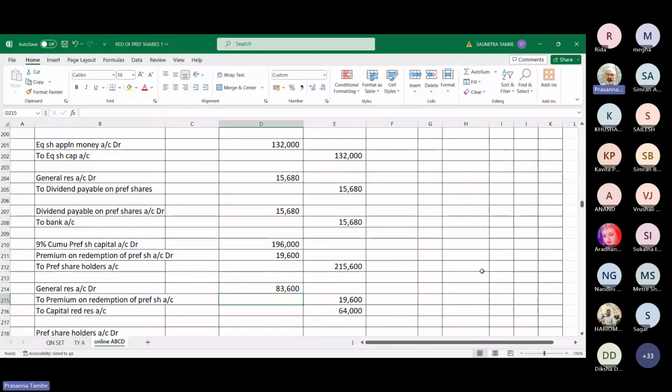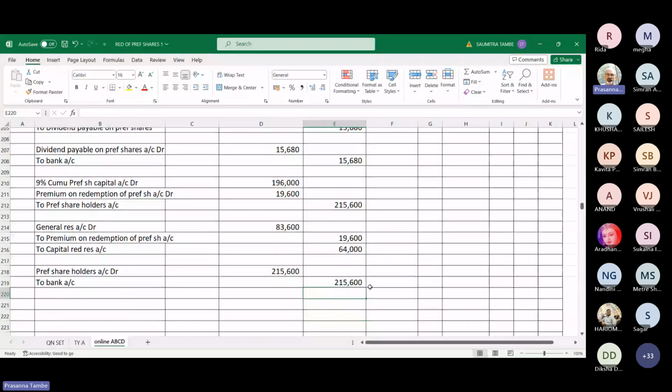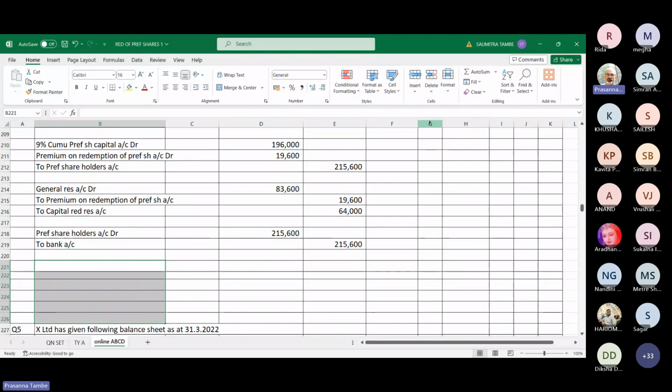Any difficulty in this entry and the numbers? No, sir. Okay, and now the final entry for payment. We have to make a payment of 2,15,600, total payment to the shareholders. So preference shareholders account debit to bank, 2,15,600. That is the payment made, which is different from case 1, because here we have a lesser number of shares which are forfeited as compared to the first case.